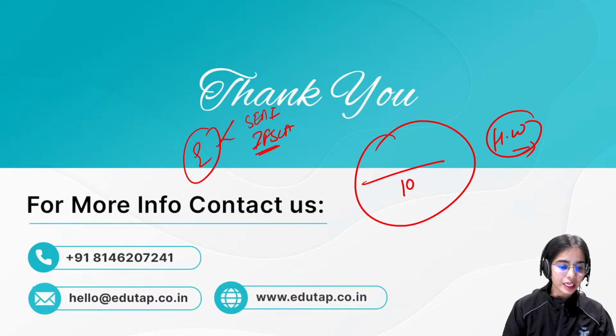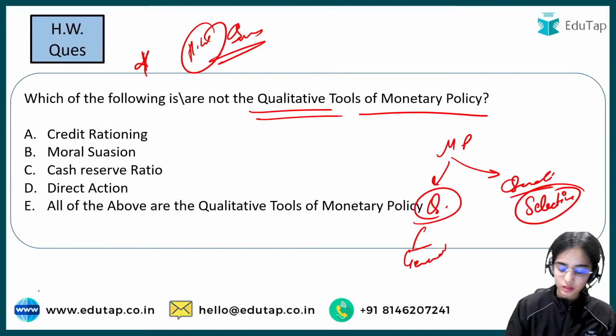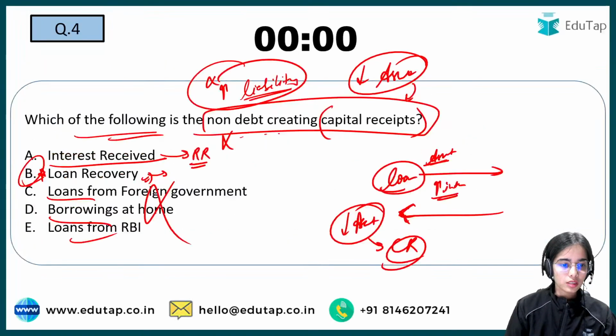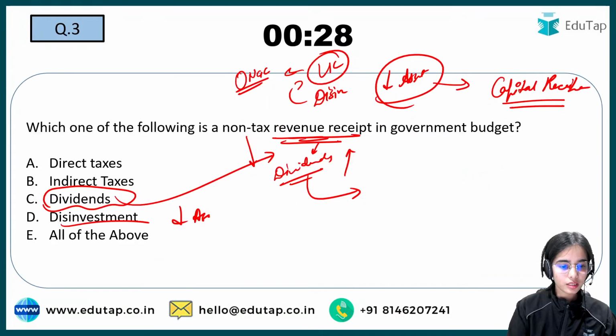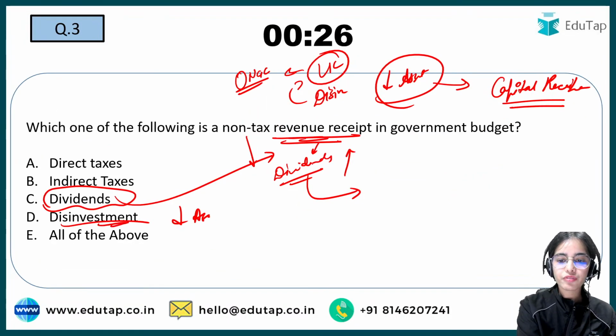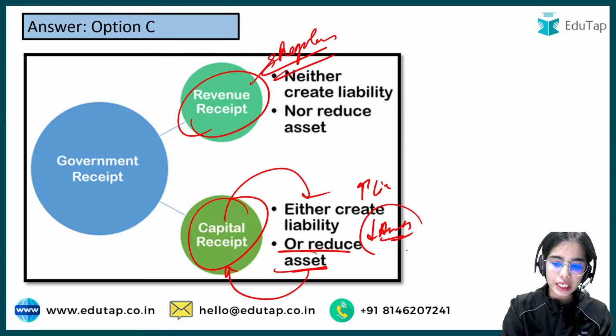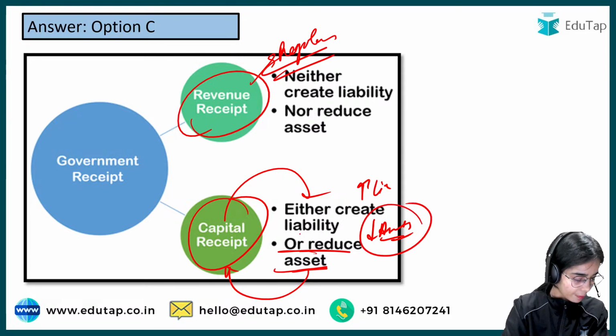Here we have discussed disinvestment. We have told that disinvestment does not come under the revenue receipt. Disinvestment is a capital receipt, because disinvestment means that you are decreasing your assets. So they are capital receipts, okay?